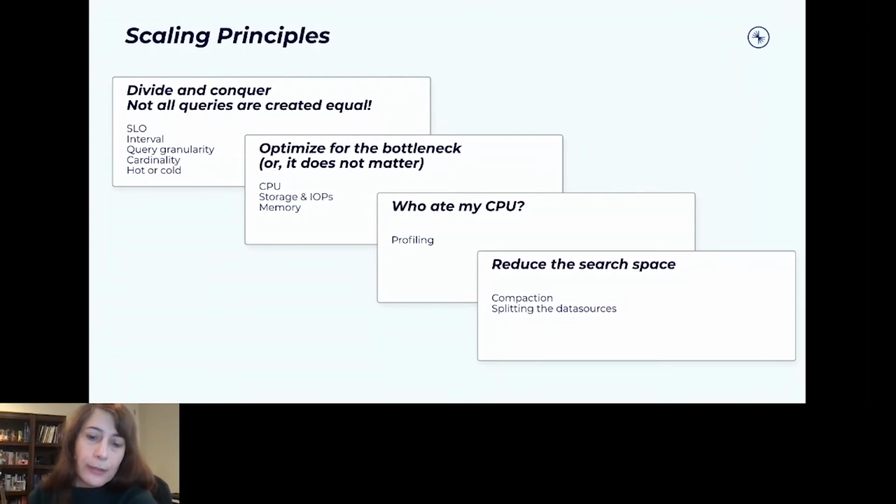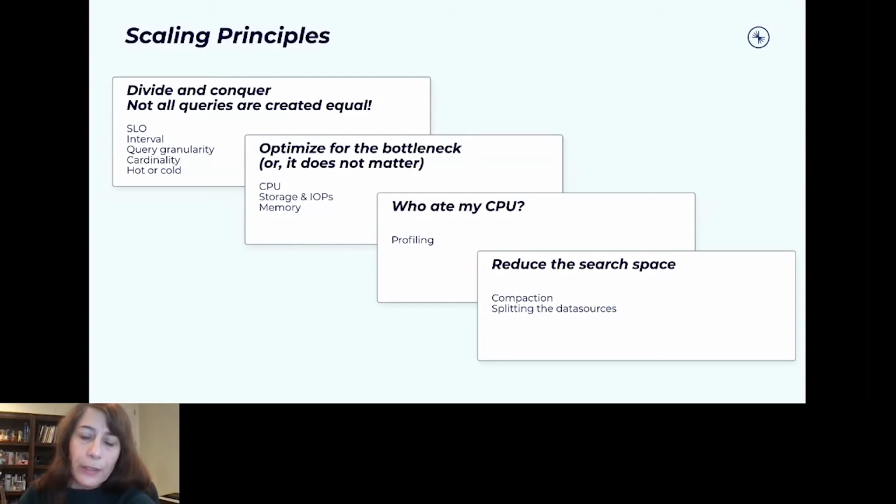The second one is that we need to optimize for the bottleneck. Otherwise, it doesn't matter. That means if we spend some resources on something which is not a bottleneck, it's a waste of money. And so we need to identify the bottlenecks, which can be CPU, storage, IOPS, and memory, and then optimize for them.